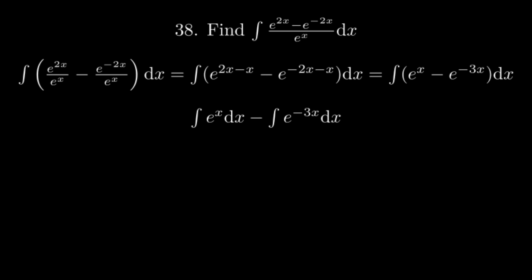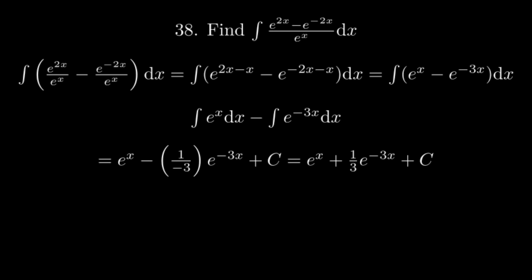For the second term, we use the rule that the integral of e to the ax dx equals 1/a e to the ax. So the result is e to the x plus 1/3 e to the minus 3x plus c.